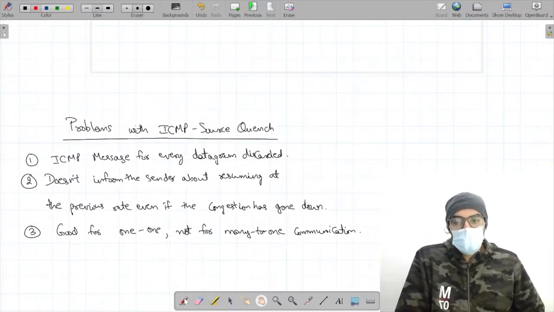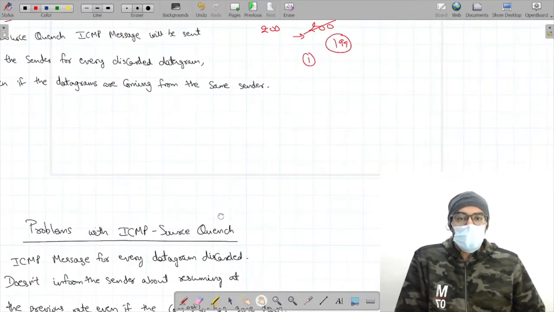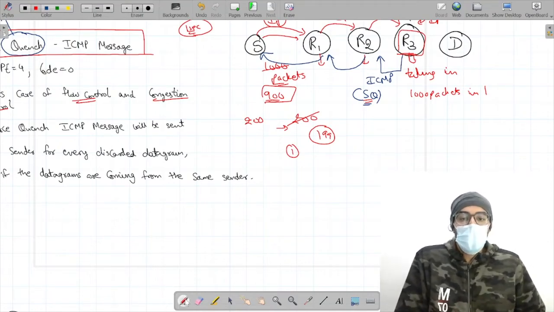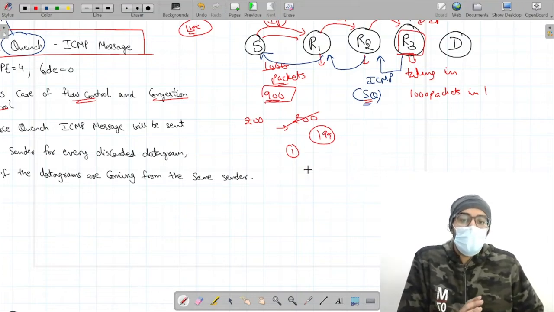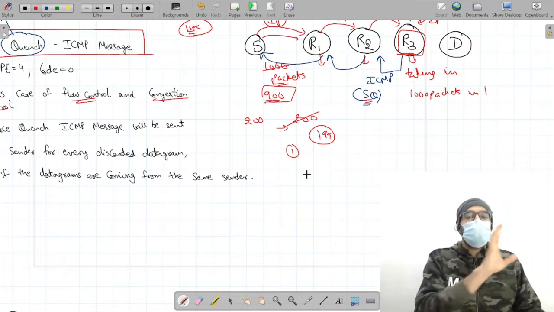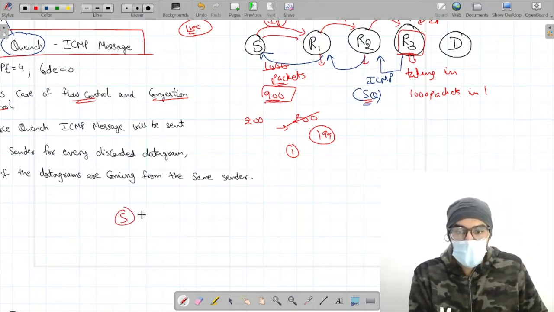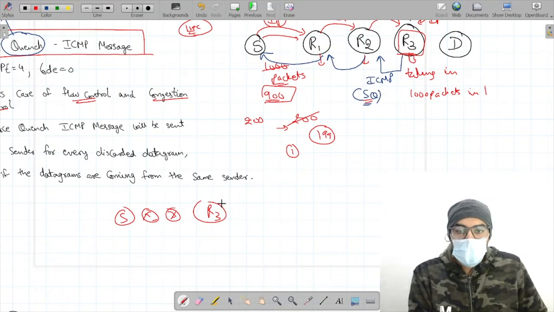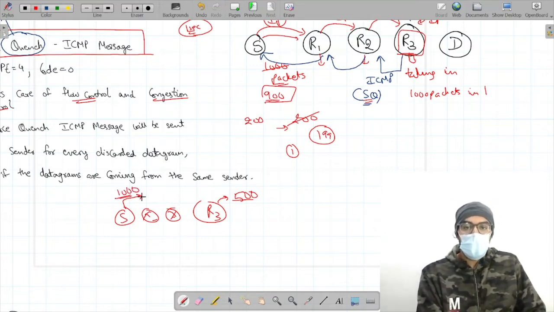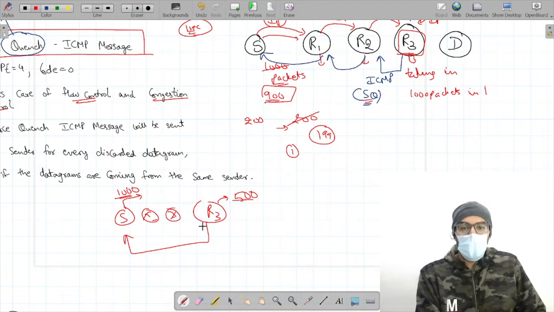The next shortcoming is that once the sender knows that it has received a source quench message from the router R3, it is going to decrease its pace of sending packets until it does not receive any more ICMP source quench messages. So what I mean by that is, let's say this is sender S and this is router R3, not showing the other routers in between. Let's say the capability of router R3 of processing packets is 500. So when sender S sends 1000 packets, router R3 is going to send a message back through this path. I have directly shown it like this.